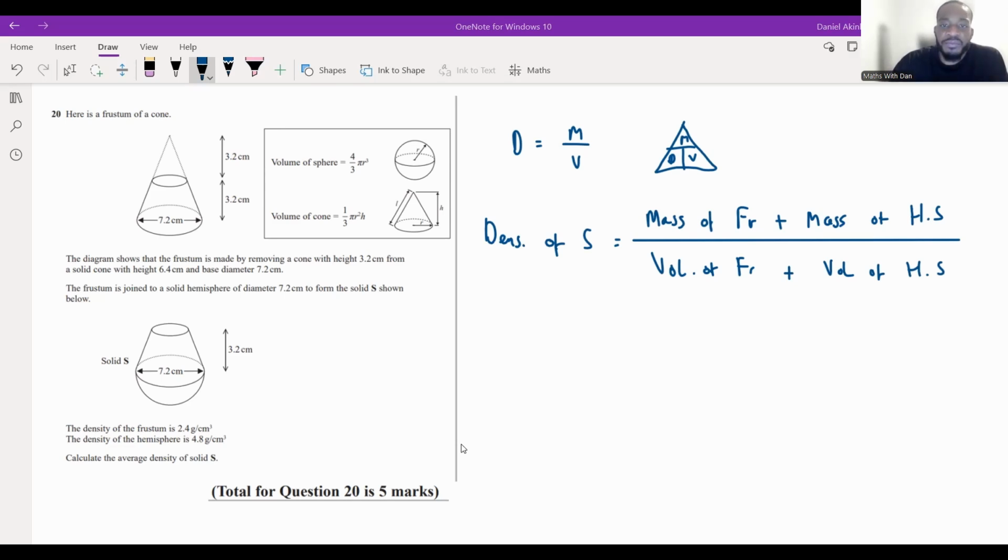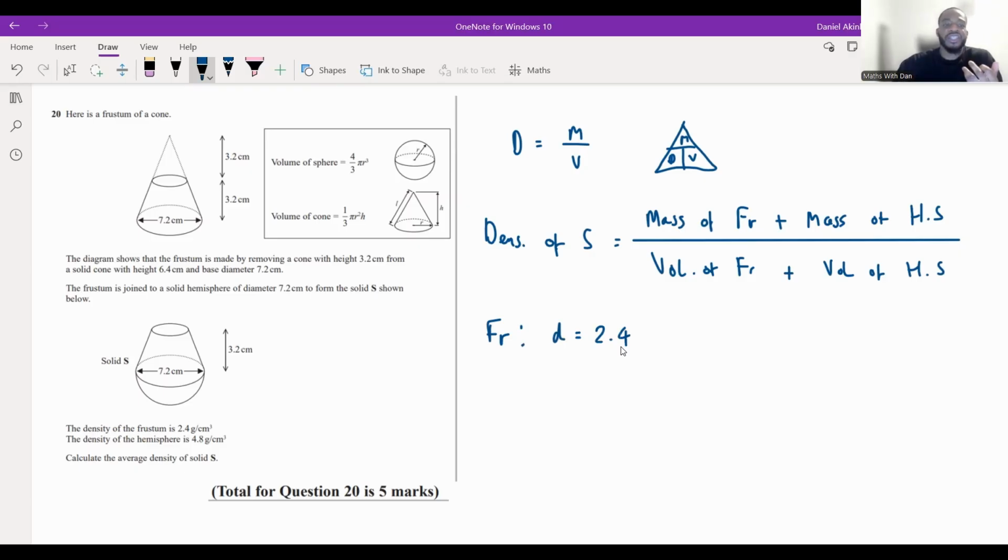So let's look at the frustum. The frustum they told us was made by removing the small cone from a large cone. So what do we need? We need the mass and we need the volume of the frustum. So let me put frustum here, FR. What do we know about the frustum? We know the density, right? For it is 2.4. Now we need the mass and the volume of it.